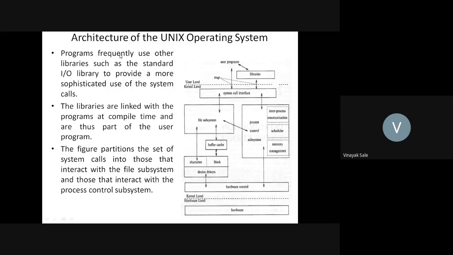Programs frequently use other libraries, such as the standard input output library, to provide more sophisticated use of system calls, and other library functions such as user defined functions. These libraries are linked with programs at compile time, and thus they are part of the user programs.